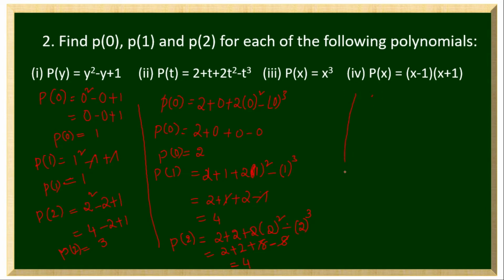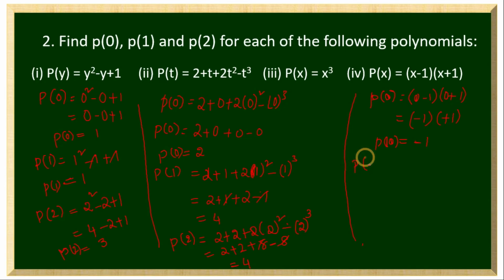Fourth one. Now p of 0. In the place of x we have to take 0. So 0 minus 1 into 0 plus 1. Brackets we have to simplify first. That means 0 minus 1 is minus 1, into plus 1. Minus 1 into plus 1, minus into plus, minus 1 into 1, minus 1. So p of 0 value for this polynomial is minus 1.